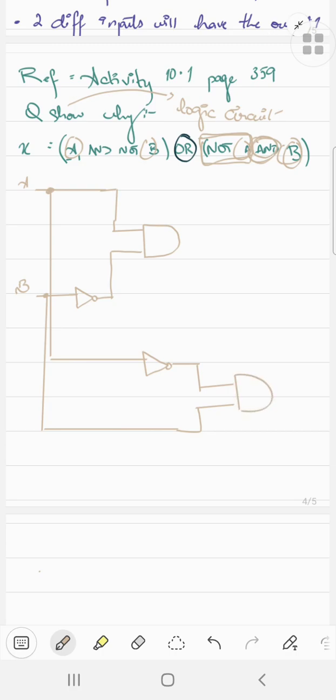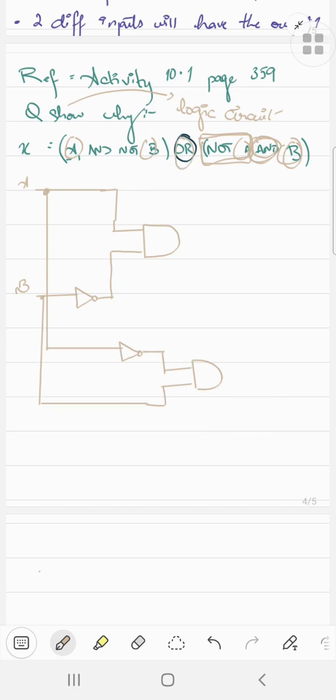Okay, now comes the part of the OR gate, that is the final product. You will take these two gates. Okay, and the final output you're going to produce is this, and this will show your output X.